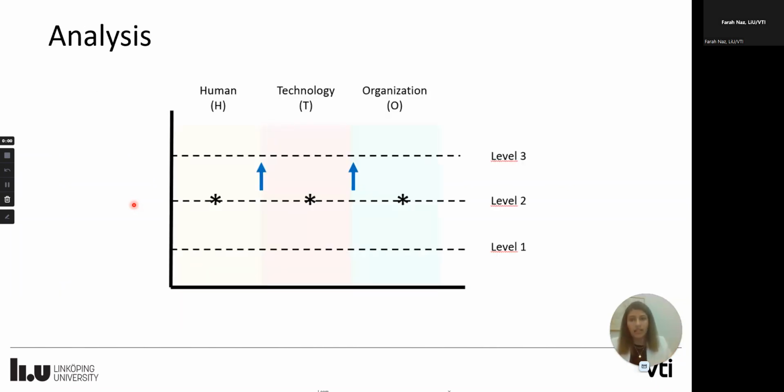And then the analysis. As I mentioned, I have used two models for the analysis. One is the HTO model, and the other is digital maturity levels. So if I analyze the suggested flow, I look at where the human dimension is in this studied flow, where the technology dimension is, and where the organizational dimension is in this transport flow. My analysis is that it is at level 2.